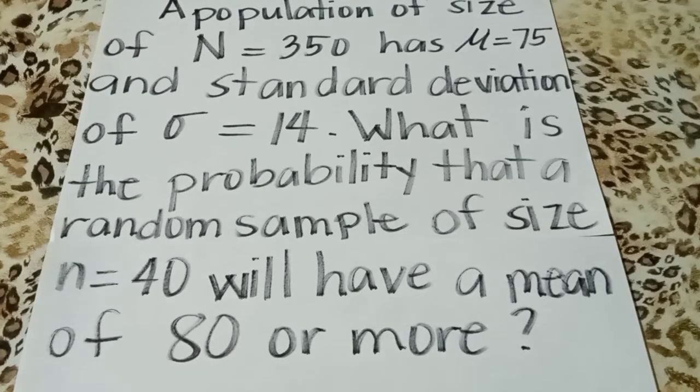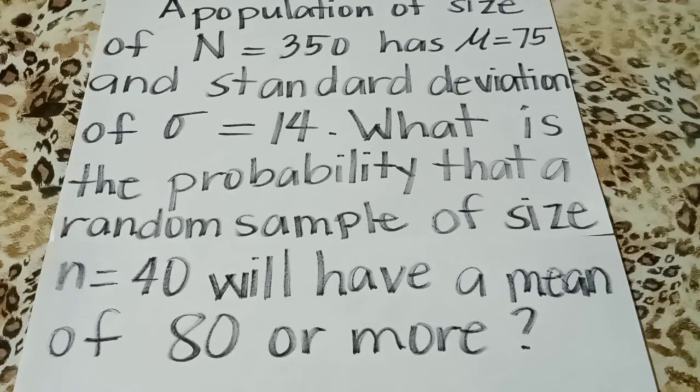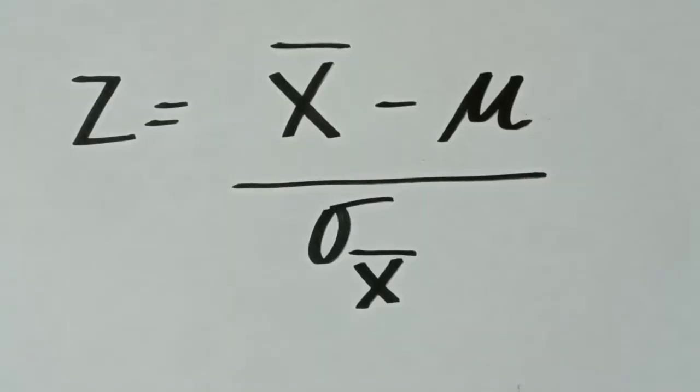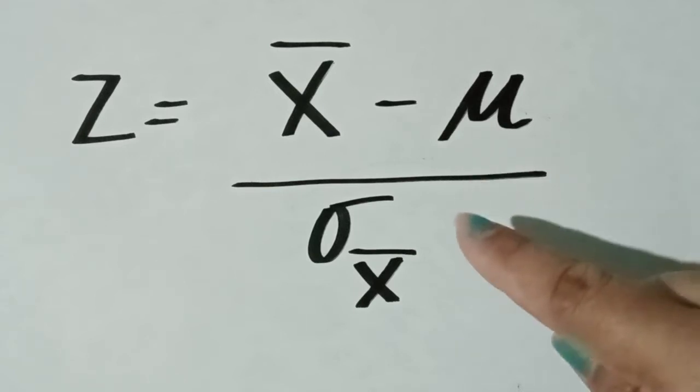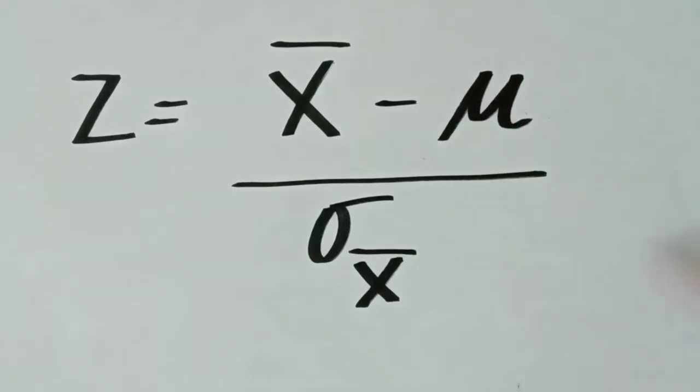A population of size 350 has a mean of 75 and a standard deviation of 14. What is the probability that a random sample of size n equals 40 will have a mean of 80 or more? In this problem, the population is finite because its size is given. We shall use the normal distribution as our mathematical model for the sampling distribution of sample means, as assured by the central limit theorem. For step 1, we are going to use the given formula to convert the values to the z-score.